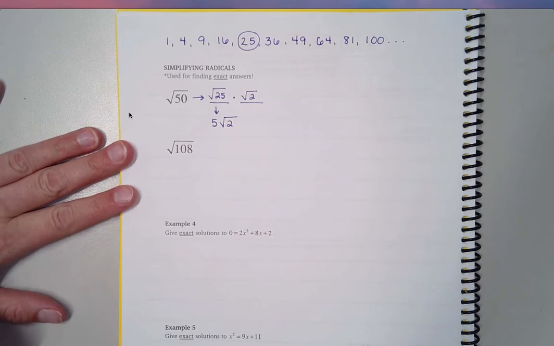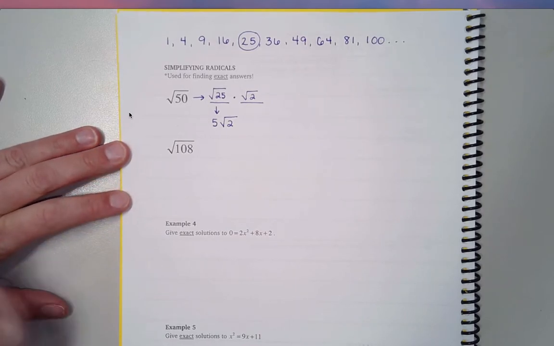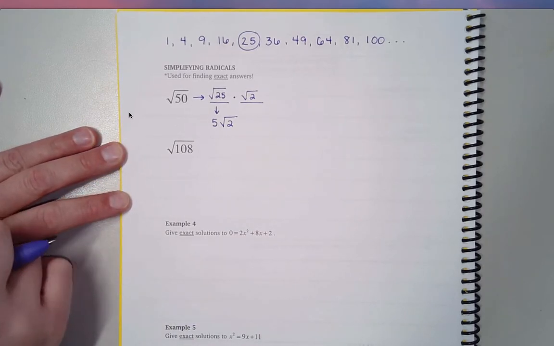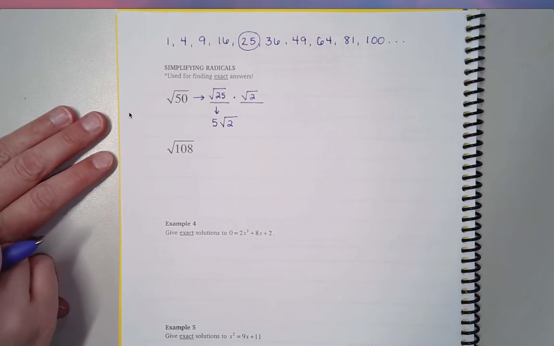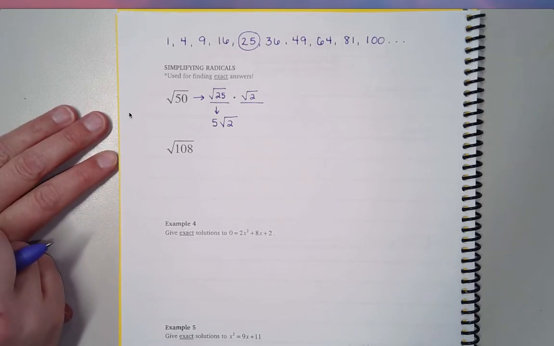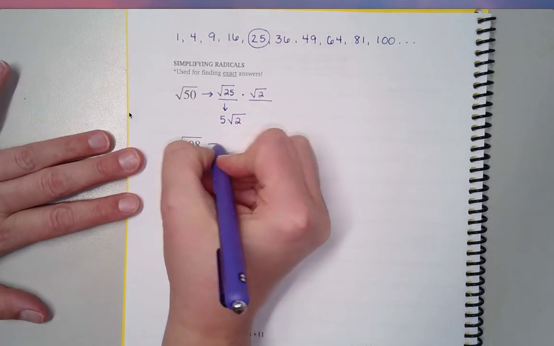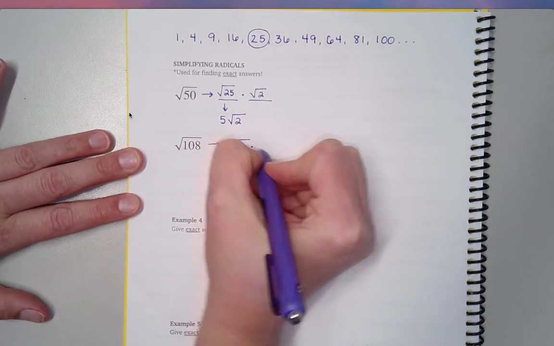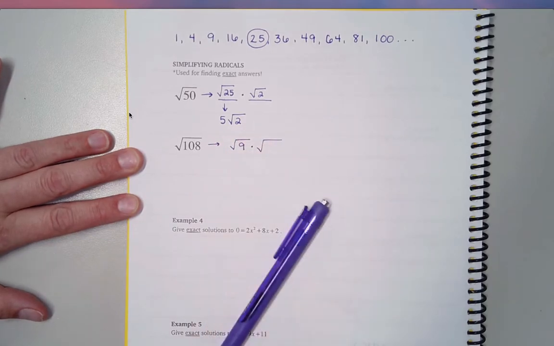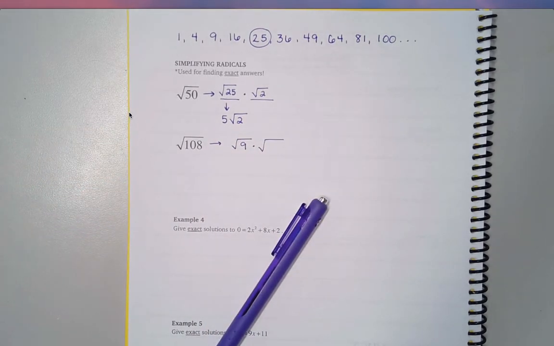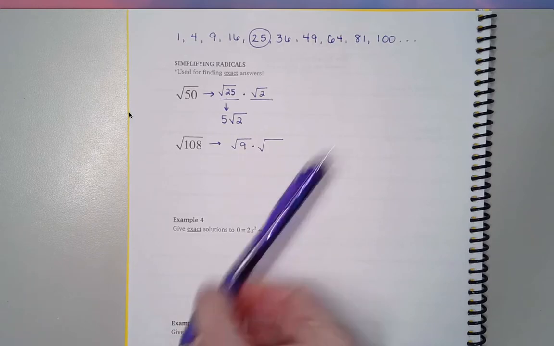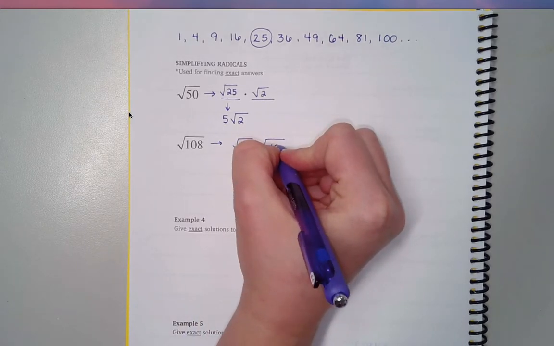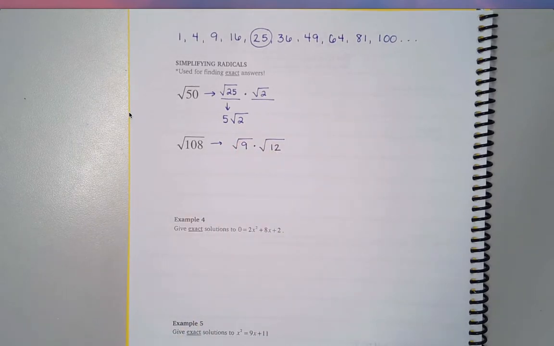So let's try 108. Okay, and I'm looking for something that goes into 108. You may come up with something different than I do, but I do believe 9 goes into 108. So I'm going to write this thing as the square root of 9 times the square root of something. Oh, and I should know that one, the square root of 12. Okay, 9 times 12 is 108.